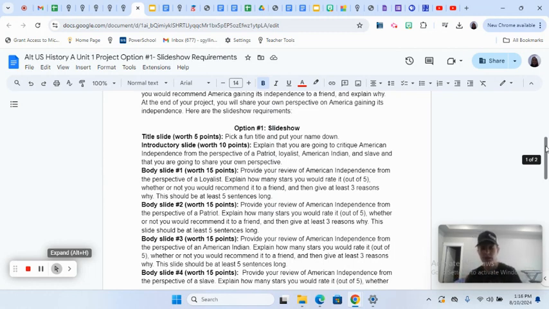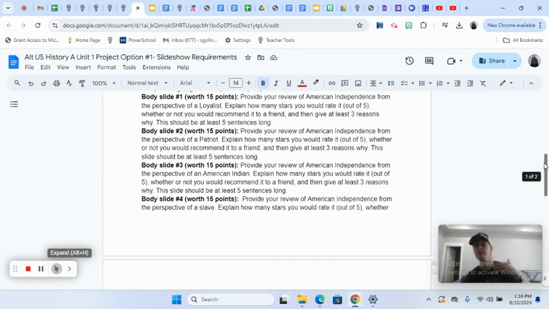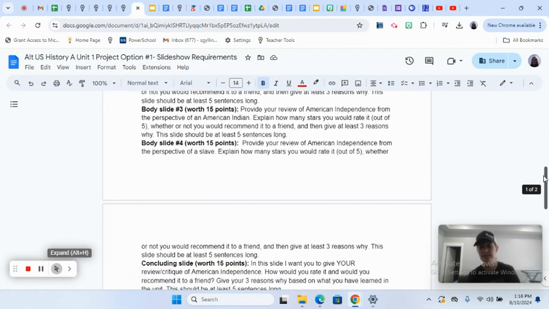Body slide number 2, you're going to do the exact same thing as body slide number 1, but you're going to look at American independence from the perspective of a patriot. And then for body slide 3, you're going to do the same thing, but this time from the perspective of an American Indian. And then body slide number 4, you're going to do the same thing, but from the perspective of a slave. So all talking about the same thing, but through different lenses because they've all had different experiences.